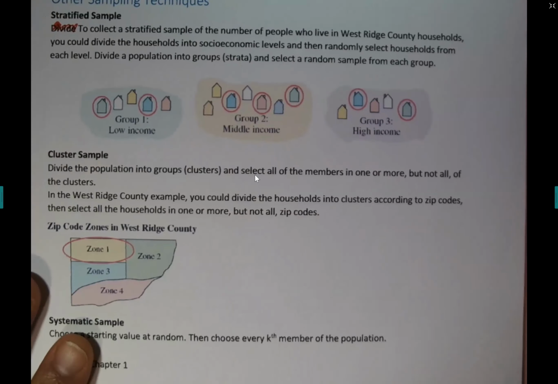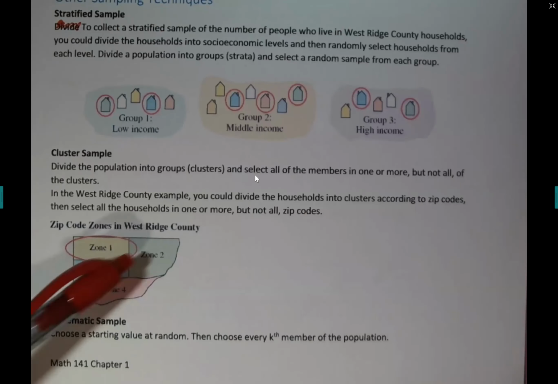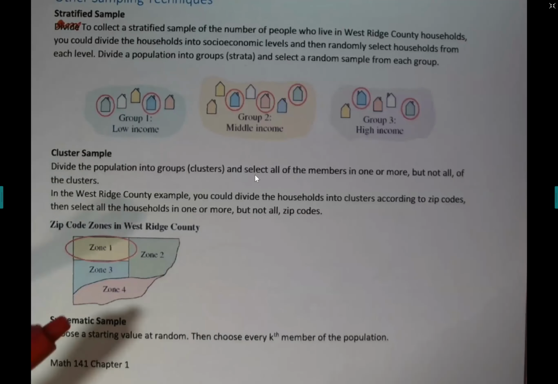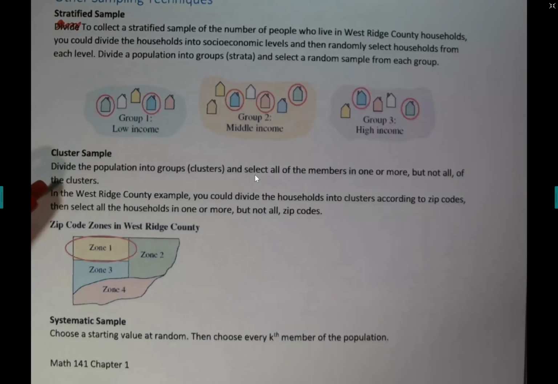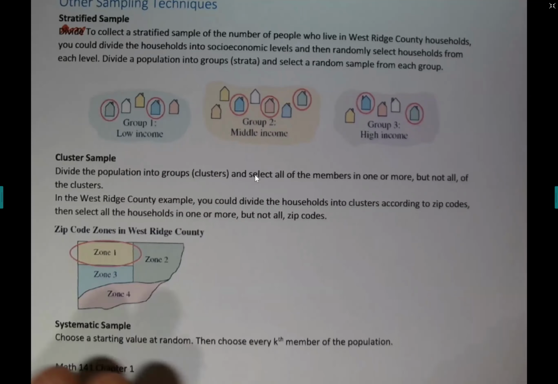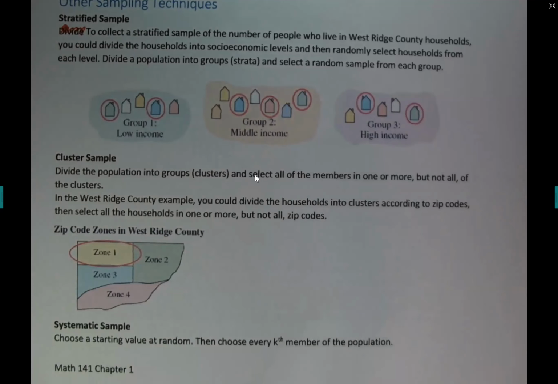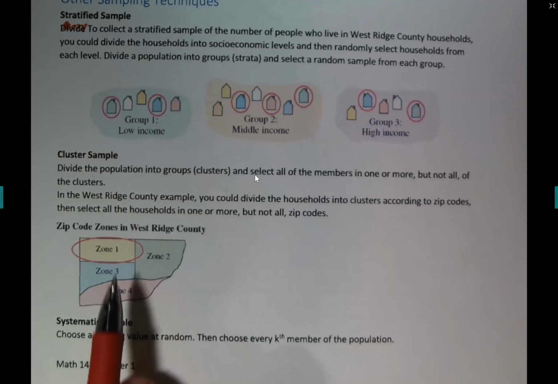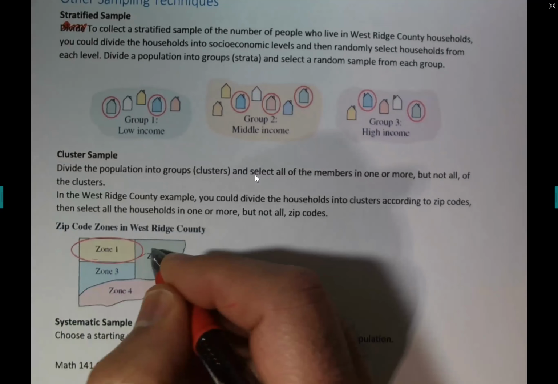Cluster. You divide the population into groups. Watch here, like zip codes. And select all of the members in one or more, but not all, of the clusters. So here, the groups are called clusters. Before they were called strata for stratified. And here's an example, guys. In the Westridge County example, you could divide the households into clusters according to zip codes. And then select all the households, let's say in zone 1, everybody. That's what a cluster is.